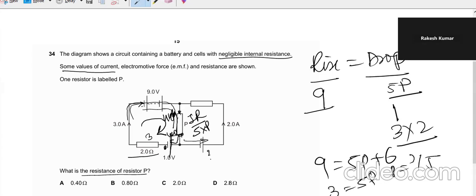which is, have I made a mistake? Where's 7? Oh, I have forgotten about the 1. Yeah, 1. So 1 and 6 and 7. So there's 7 and this is 2. Yeah, so P is 2 by 5. Let me check the answer.